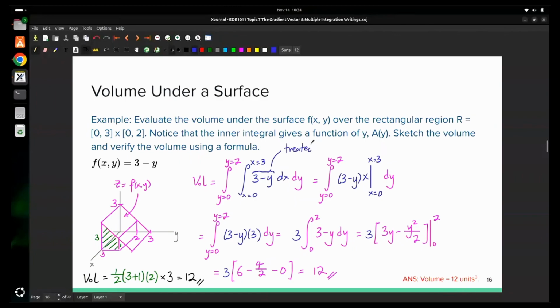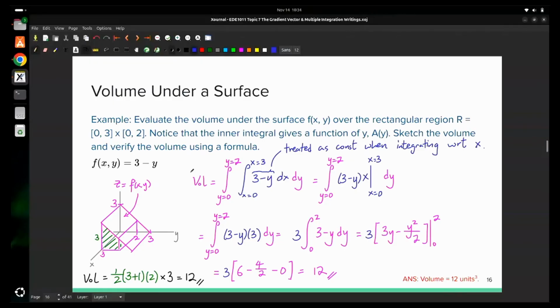Treated as constant when integrating with respect to x. Is that right? So this is always the case. If you integrate with respect to x, you treat all other variables as constants. It's just like differentiation. Any questions? Any other questions?